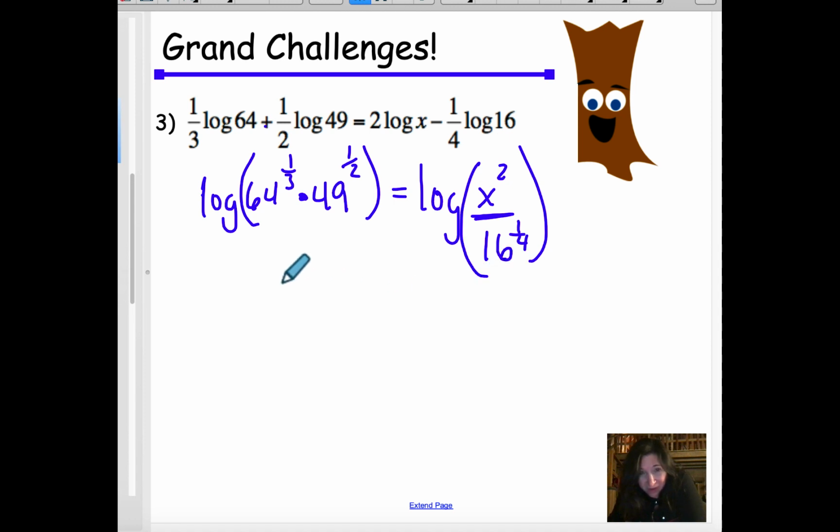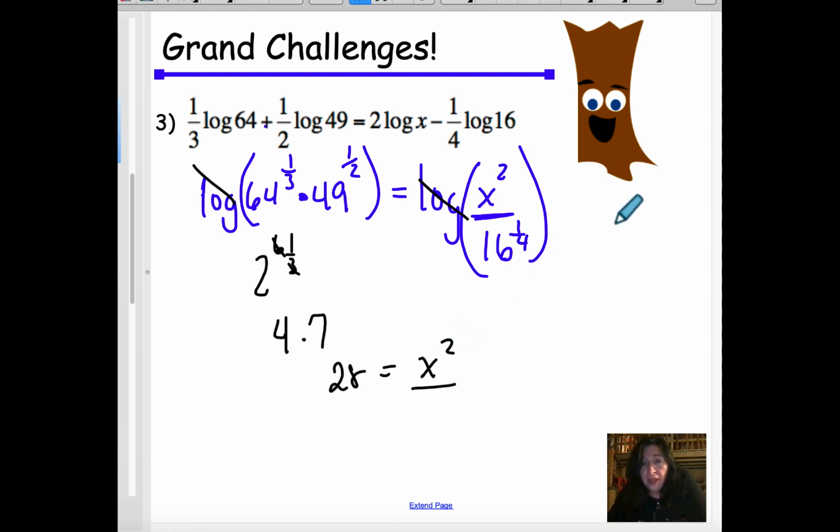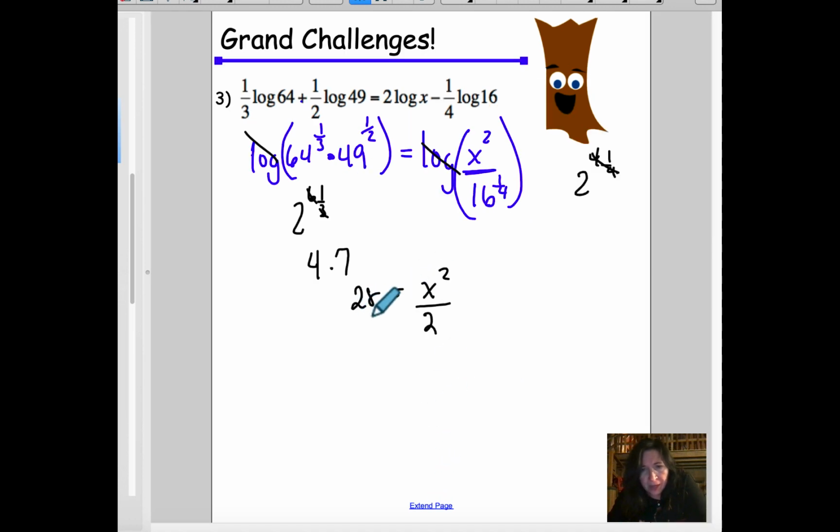So this is just a lot of adding and simplifying because my logs are going to go away. 64 is 2 to the 6 power to the 1/3. So this is 2 to the 6 to the 1/3. The 3's cancel. I get 2 squared, which is 4. Times square root of 49 is 7. 4 times 7 is 28 equals x squared over 16, which is 2 to the 4th to the 1/4. The 4's cancel. I get x squared is equal to 2 times 28, 56.